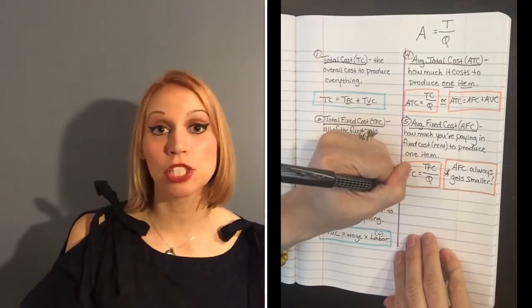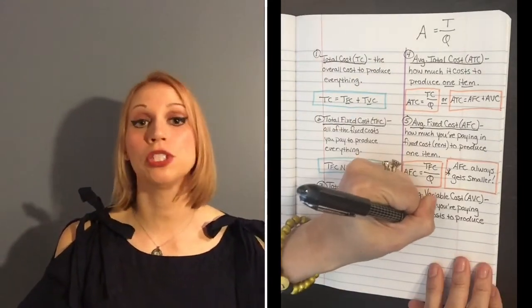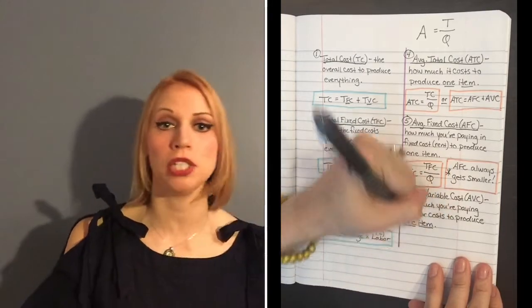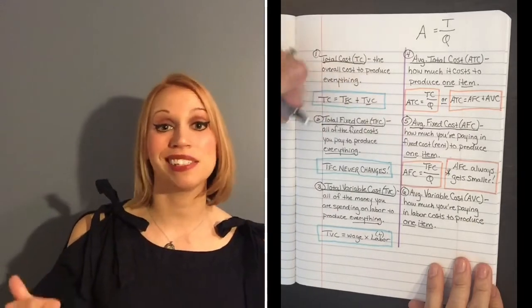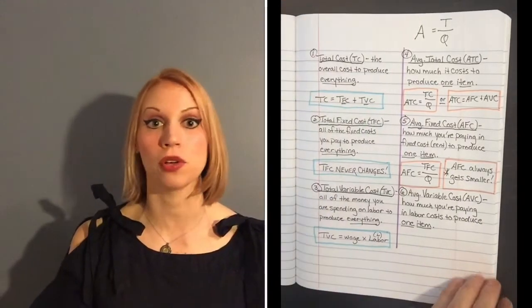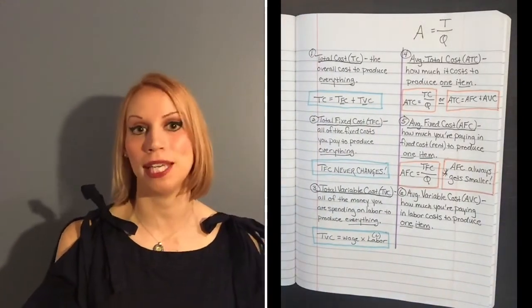Finally, we get to average variable cost. This is how much you're spending on labor to make one unit. And that's our definition, how much you're spending on labor to make one unit. So again, this is the other part of average total cost. This is the labor part of the bill. You can think about it that way.